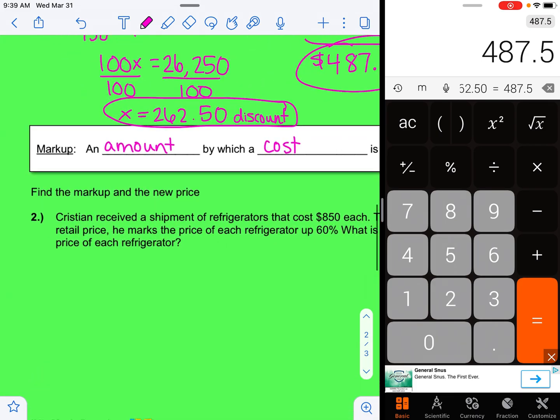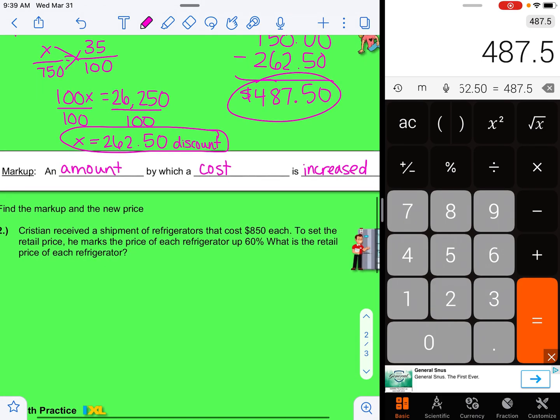Now on the other side, a markup is an amount by which a cost is increased. So this could be in any business. If you are running a clothing store and you have to buy the clothes from a company to sell them, and it costs $20 for you to get them, are you going to sell that item for just $20? No, then you wouldn't be making any money. You want to raise that price so that you're actually making some money on the product. So that's what a markup is. So we need to find the markup and the new price.